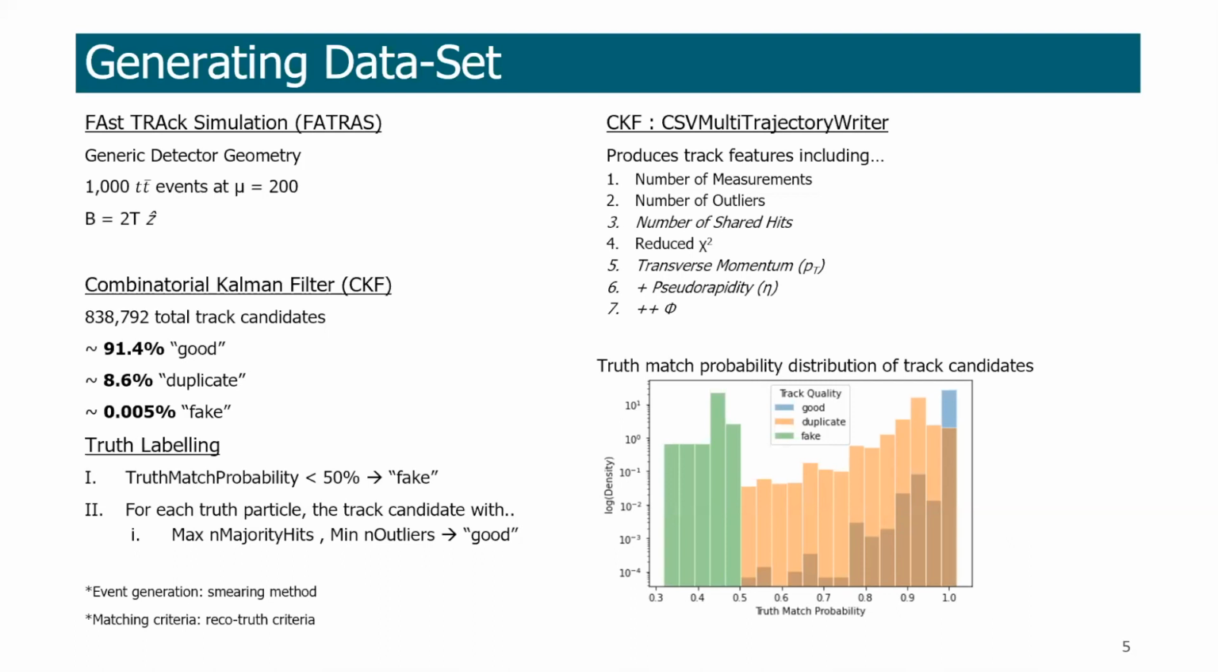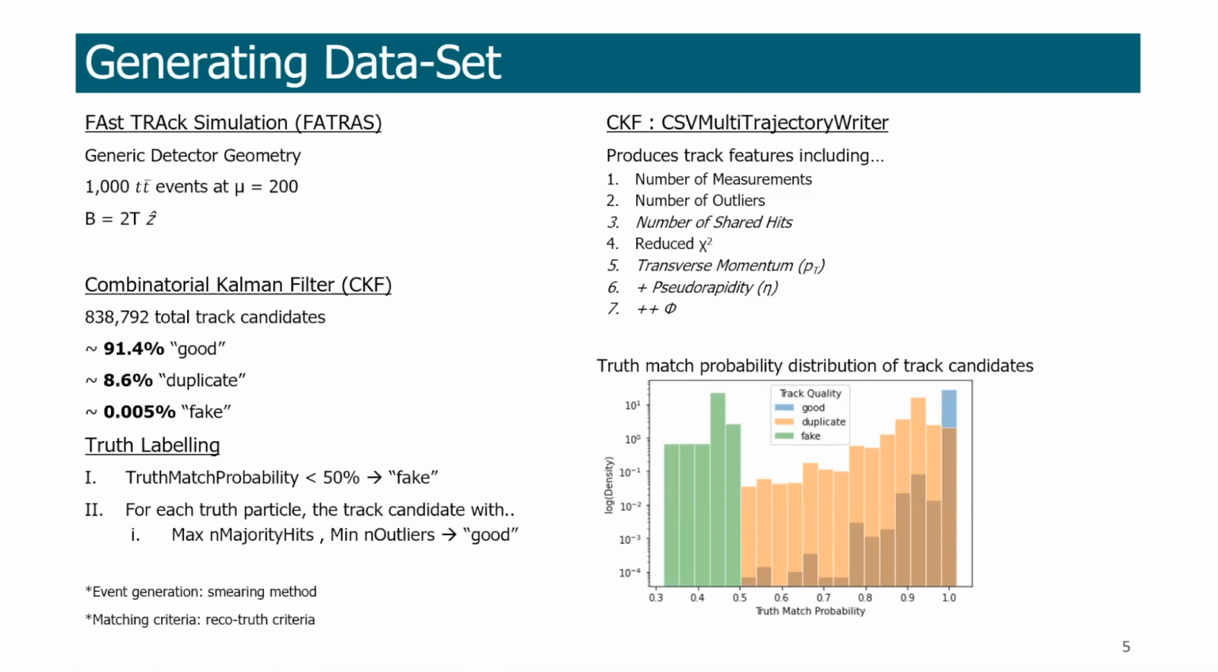Using FATRAS, fast track simulation, particle trajectories for 1,000 ttbar events were simulated with a generic detector geometry, a pileup of 200, and a uniform 2 Tesla magnetic field. Track finding and fitting were then performed with a combinatorial Kalman filter that generated approximately 800,000 track candidates: 91.4% good tracks, 8.6% duplicate tracks, and 0.005% fake tracks.